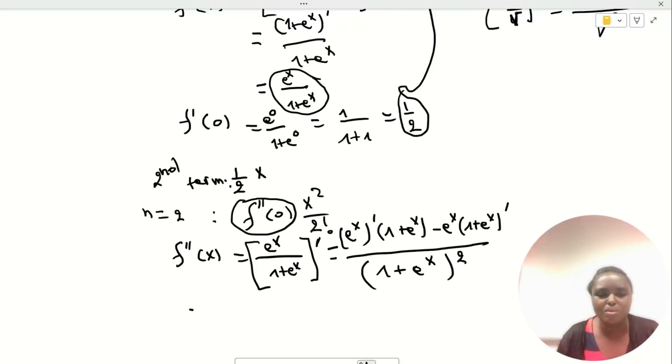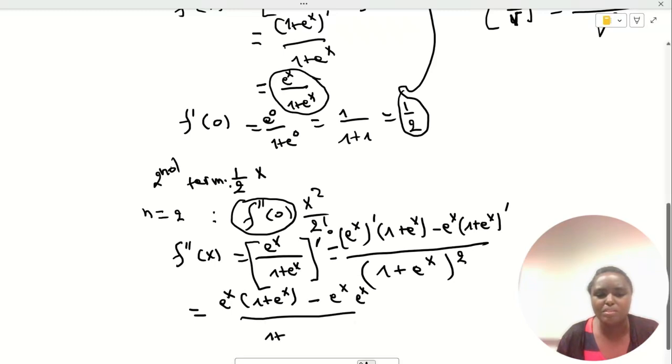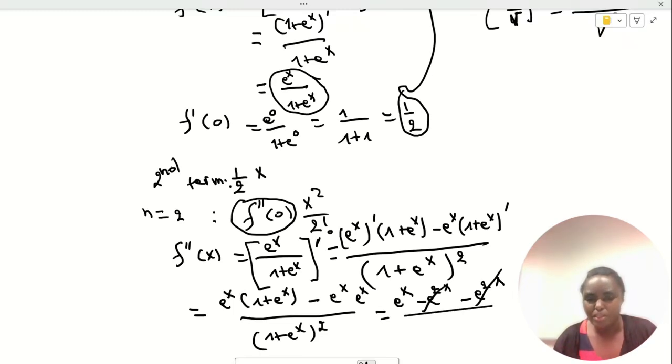So then this will be equal to e power x derivative, it is e power x, then times 1 plus e power x and minus e power x and times one derivative, it's 0, e power x, derivative it's e power x, then times e power x over 1 plus e power x and squared, which is equal to e power x minus e power 2x minus e power 2x, and this is simplified, and we get e power x over 1 plus e power x squared.